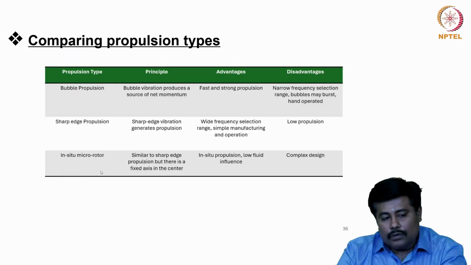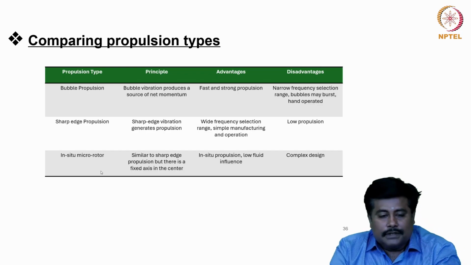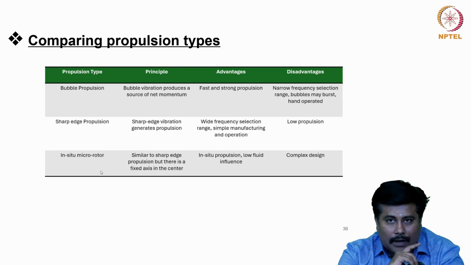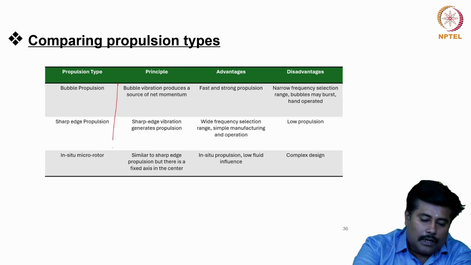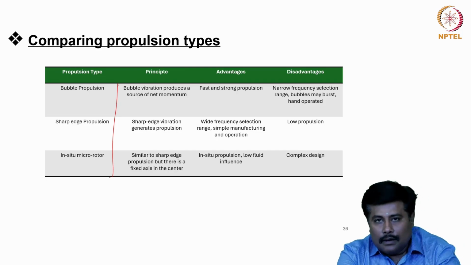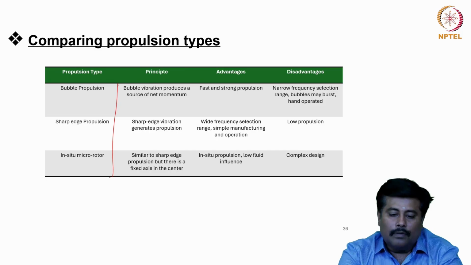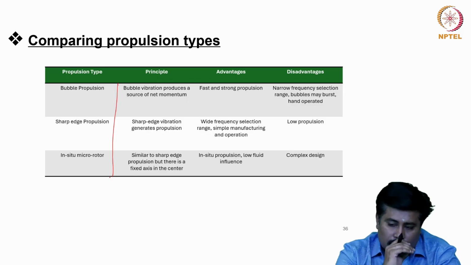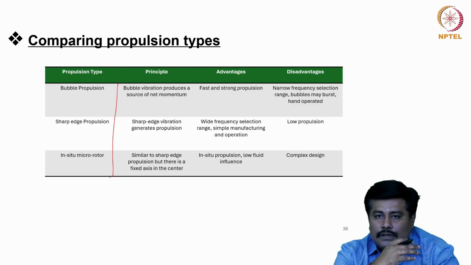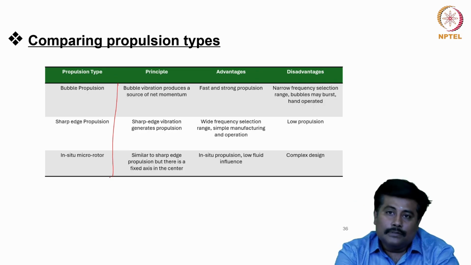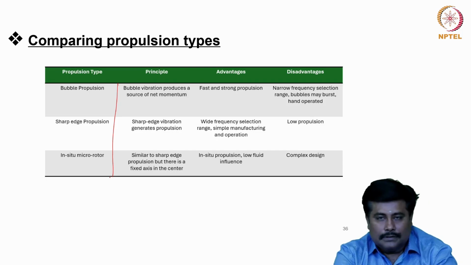Now let us discuss the different types of propulsion, especially with reference to acoustic based systems. When we classify the propulsion type, we have a bubble propulsion system. The overall principle involved is that the bubble vibration produces a source of net momentum. As far as advantages are concerned, it is fast and has strong propulsion. With reference to disadvantages, it has narrow frequency selection ranges, bubbles may burst, and it might be a hand operated system.